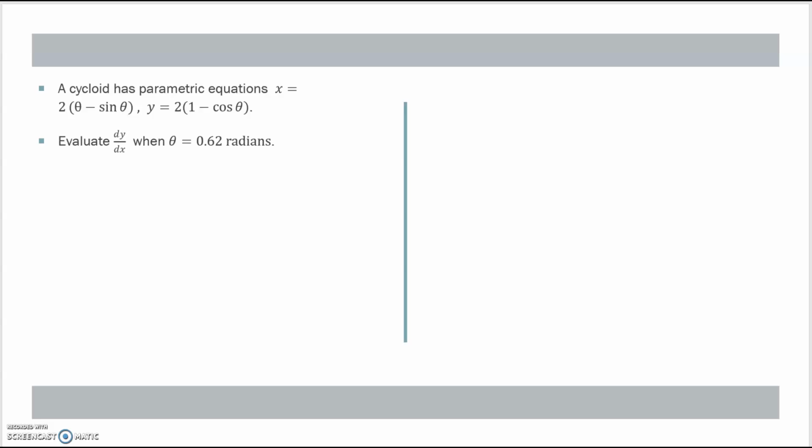The last question. Alright, it's talking about a cycloid, a function written parametrically. That's all it is, and you've got to find the derivative when theta is 0.62 radians. Make sure your calculator's in radians, otherwise you're going to get this wrong. Alright. So just do the side working over here.